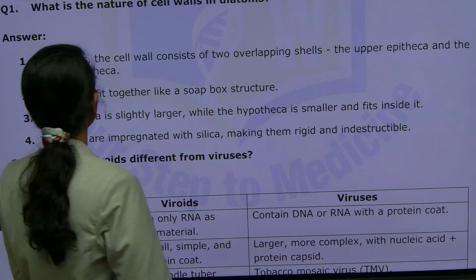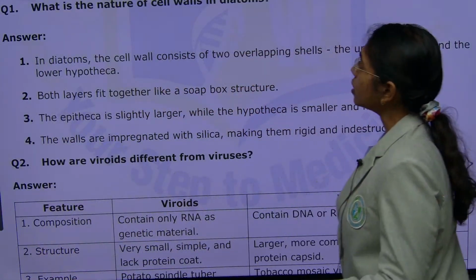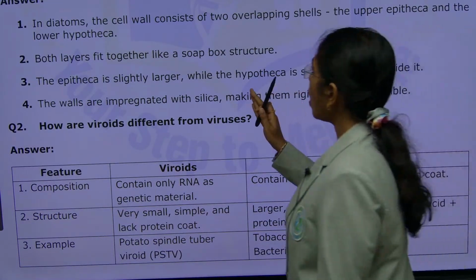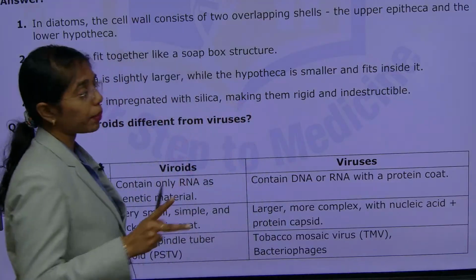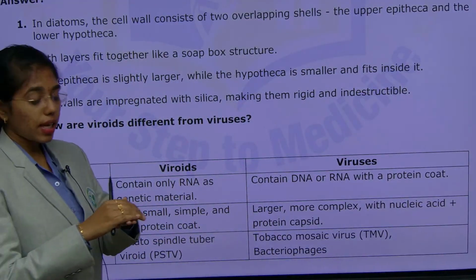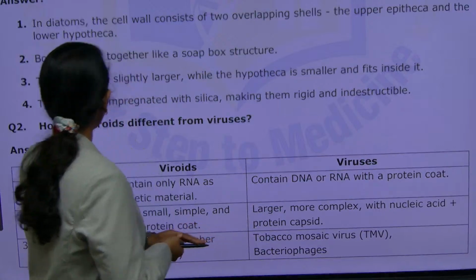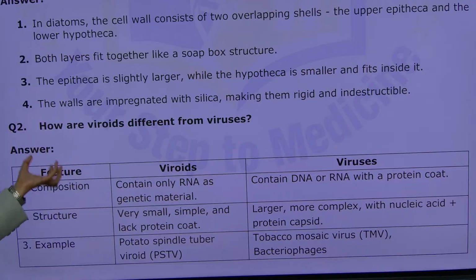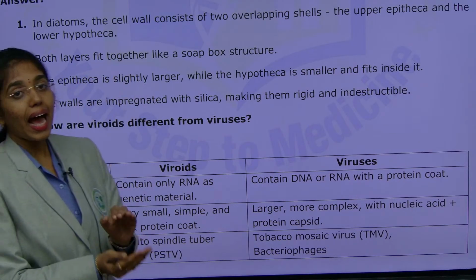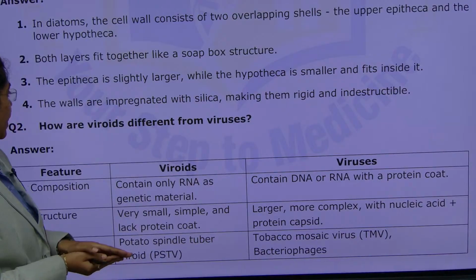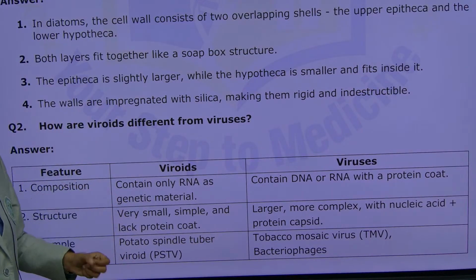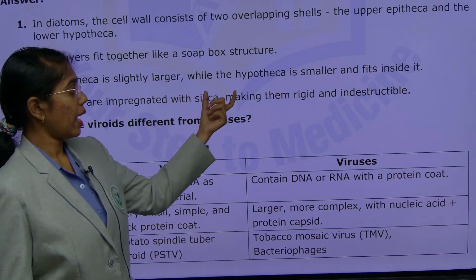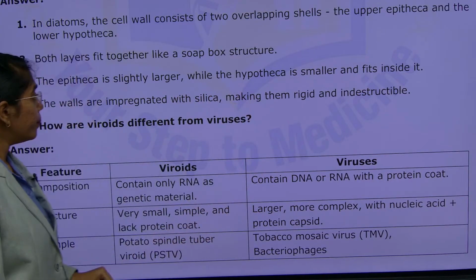Here we go. What is the nature of cell walls in diatoms? In diatoms, the cell wall consists of two overlapping shells. The upper shell is called the epitheca and the lower one is the hypotheca. Both layers fit together like a soap box. The epitheca is slightly larger, while the hypotheca is smaller and fits inside. The walls are impregnated with silica, making them rigid and indestructible.